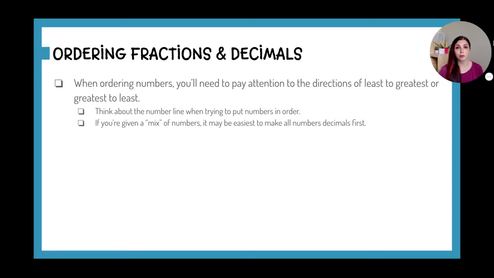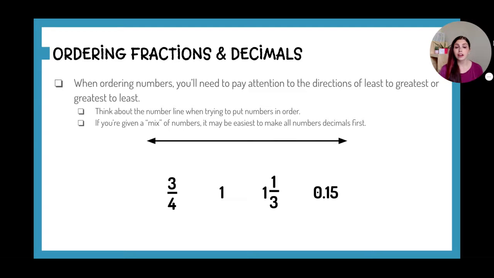Let's look at another example. Here I have another mixed set of fractions, whole numbers, mixed numbers, and decimals. Do we need to convert to decimals to make this a little bit easier? I think so. So 3/4 is 0.75 or 75 hundredths. I know that 1/4 is 25 hundredths, so I could do a quick math to figure out that 3/4 is 75 hundredths. I don't need to change 1 because it's already a whole number.